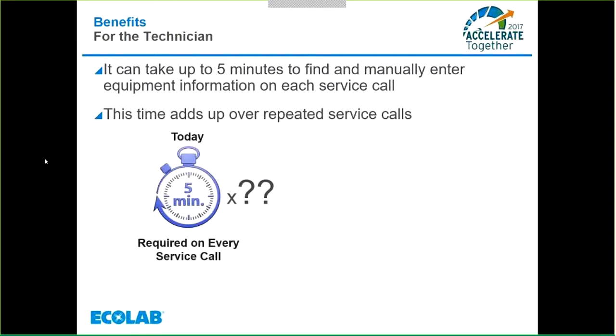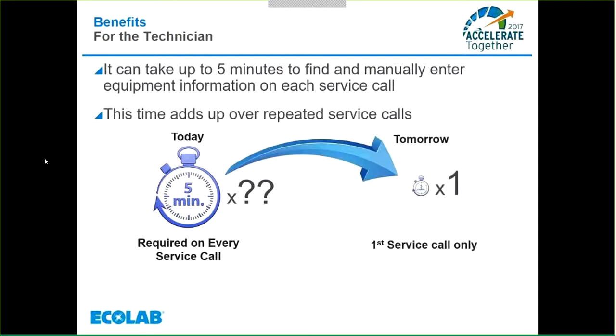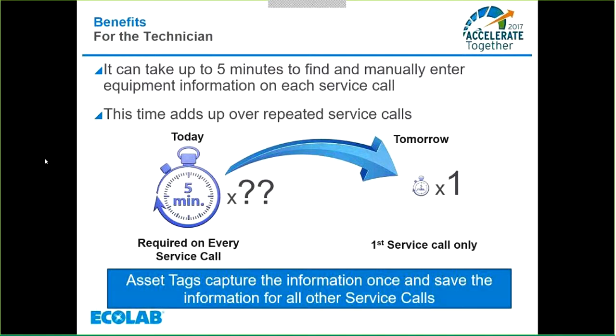Today, it may take you 5 minutes on one service call, but as this equipment is serviced over repeated times, that time adds up. Tomorrow, only the first service call will be required to find that equipment information. Asset tags capture the information once and save the information for all other service calls.